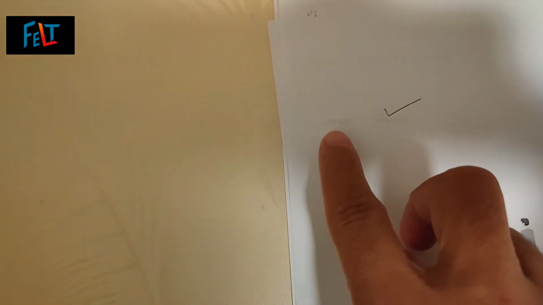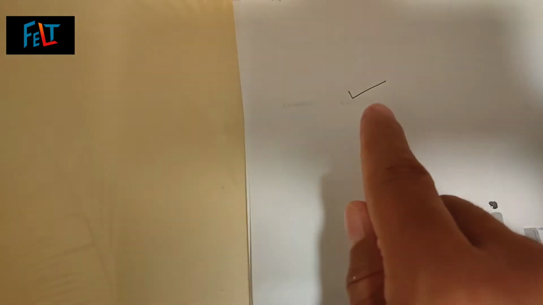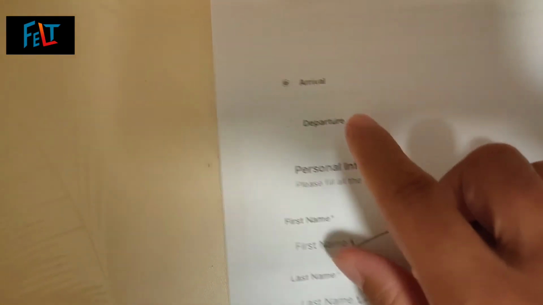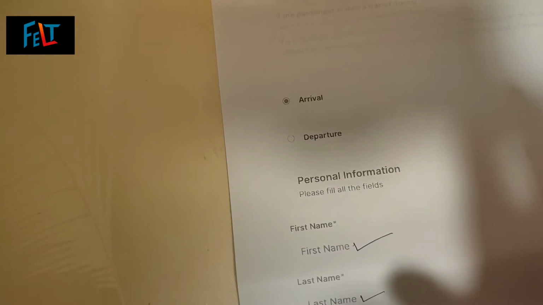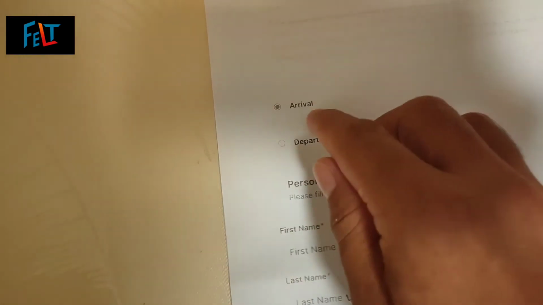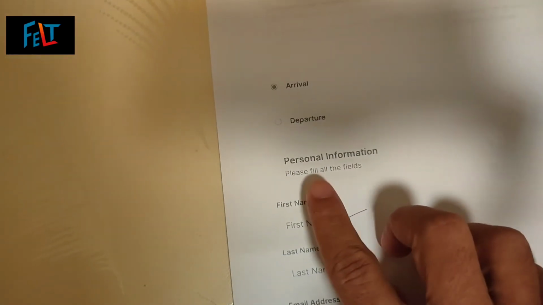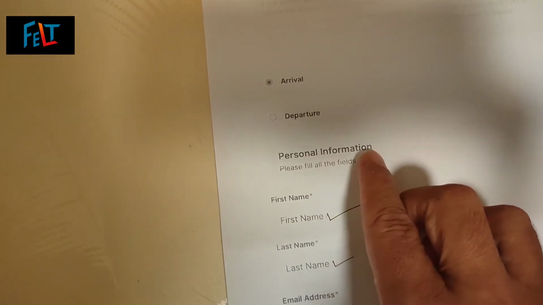Chinese or English. So you just click on English, and on the next tab you click on arrival, because you come from a different country. Whichever country you come from, you just tick arrivals. After that you go through the personal information.